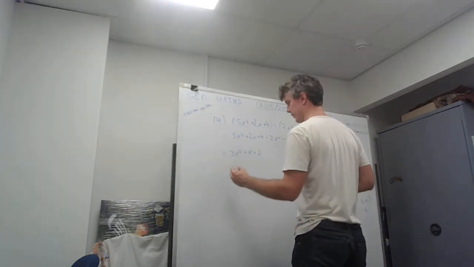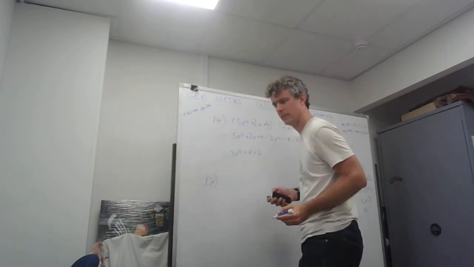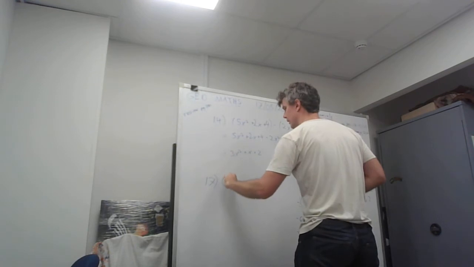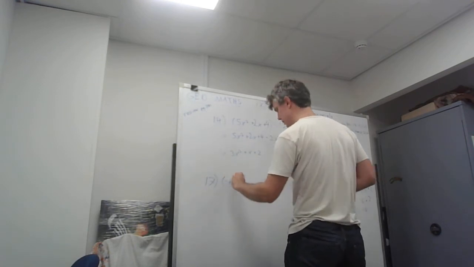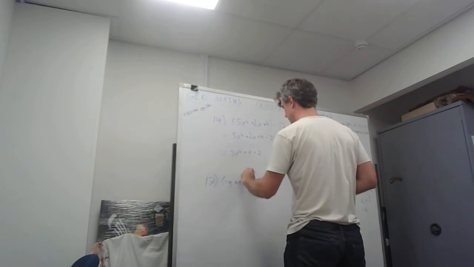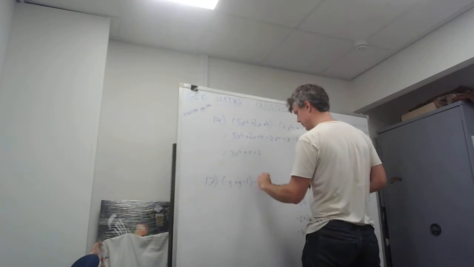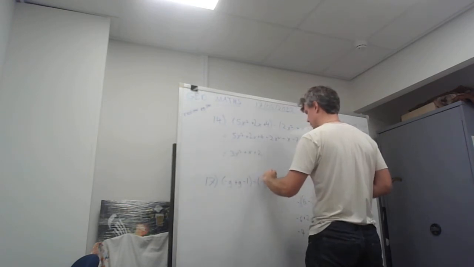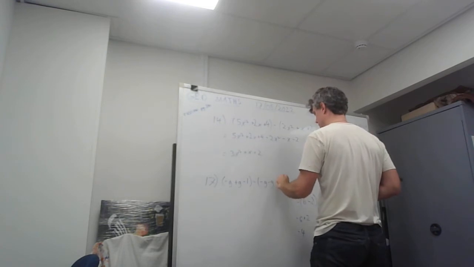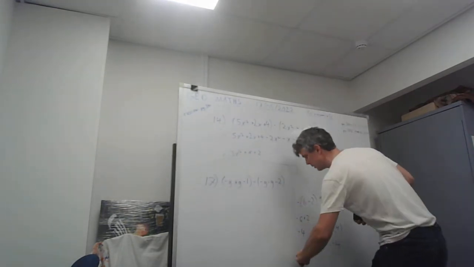Alright, number 17. It's minus g plus g minus 1, bracket, minus minus g minus g again, minus 2. Okay, that's a bit of a weird one. I'll just put a box around it.